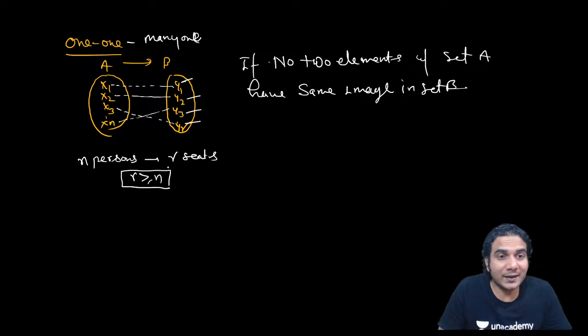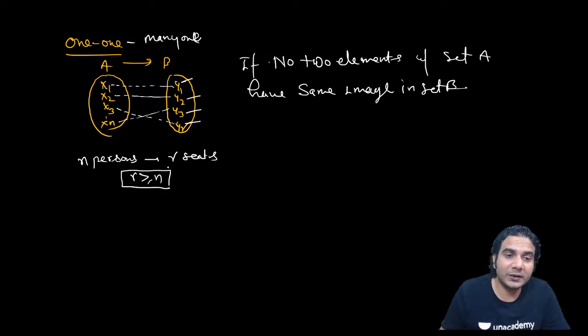And now the further condition for one-one function is that no two persons, no two elements of A, I'm calling elements of A as persons, no two elements will go to the same seat, all right? That's why we have assumed seats, because one person occupies one seat.